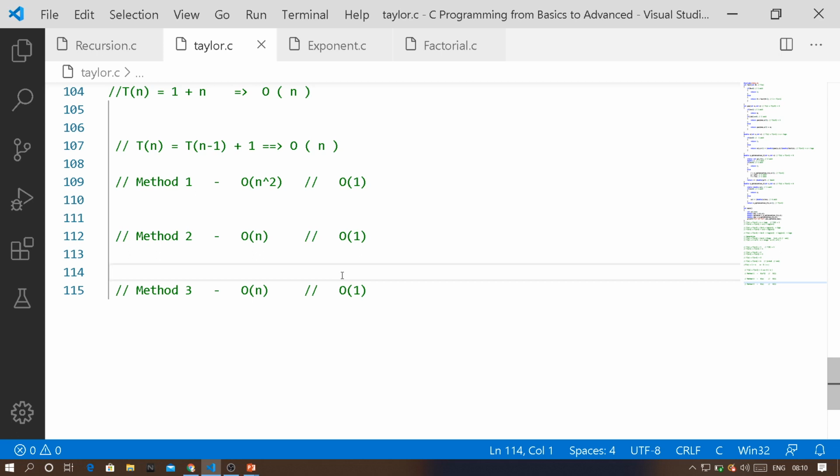So this is what we have seen so far, and we are not going to stop with recursion. We'll be seeing a few more problems in recursion also.